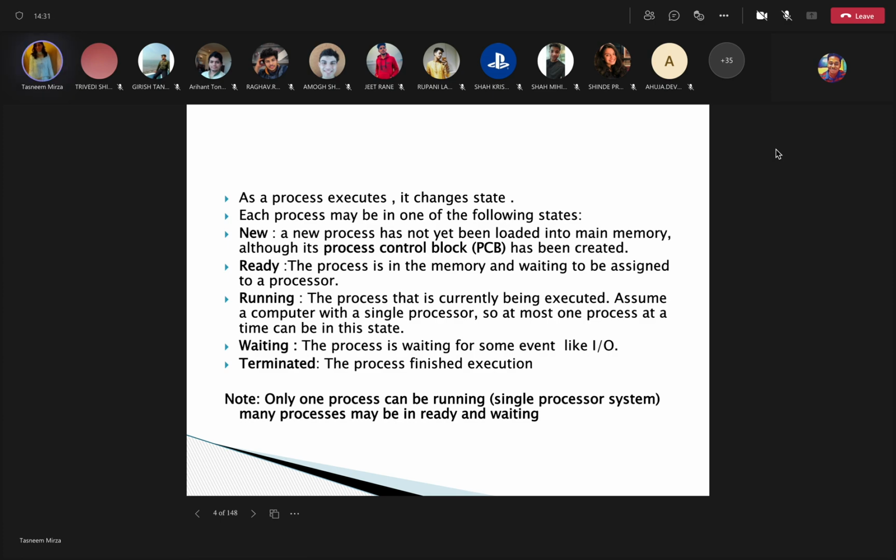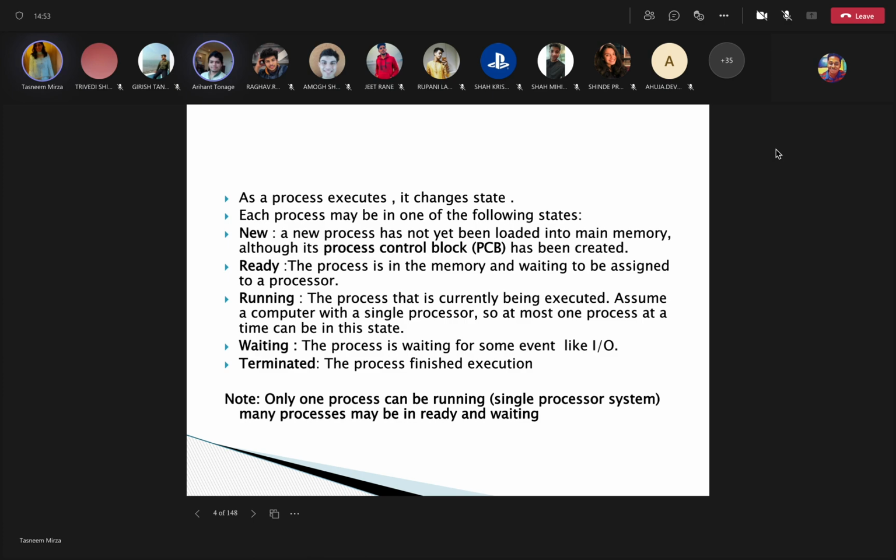Any doubts in the states? The transition diagram we will see in the next slide. Students, am I going fast? If so, please tell me now. Am I going fast, students? No, ma'am. Okay. So any queries, any doubts in these states? New, ready, running, waiting, terminated?